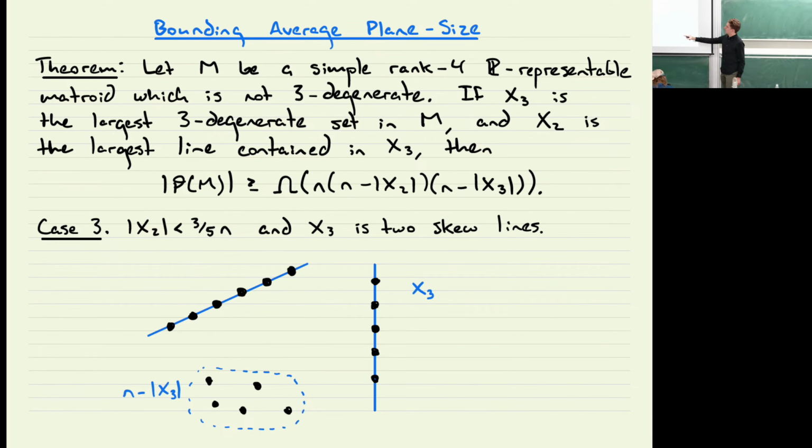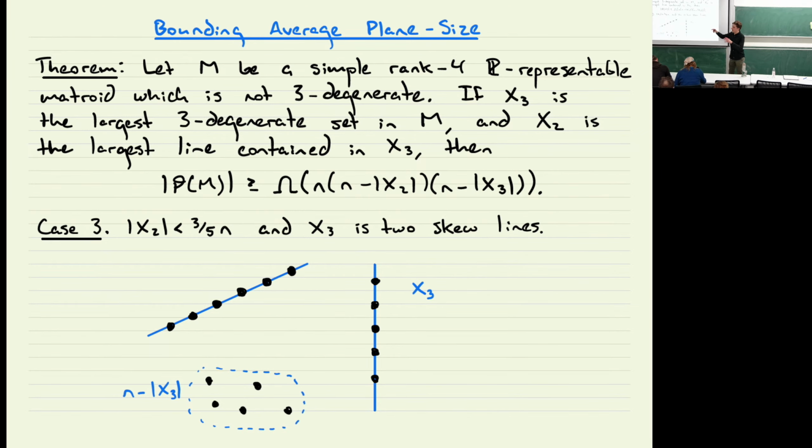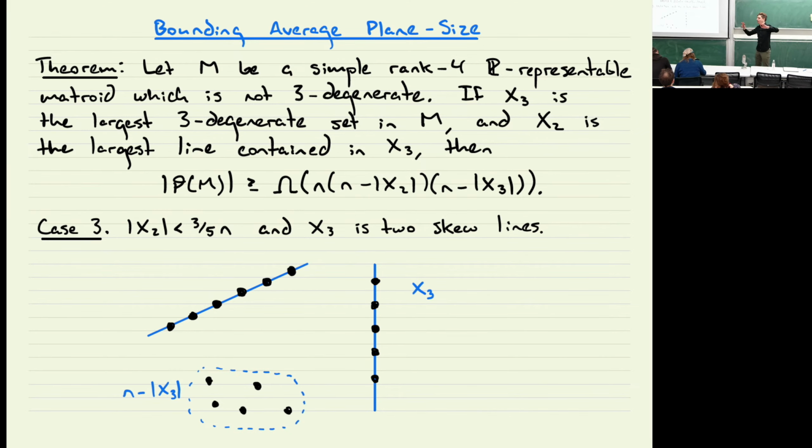The only thing we need to observe here in order for this to work is that both these lines are of size linear in n. And this is because x2 is the biggest of the two lines, and all of x3 itself can be made really big as a fraction of n. So that forces both the lines to have size linear in n.